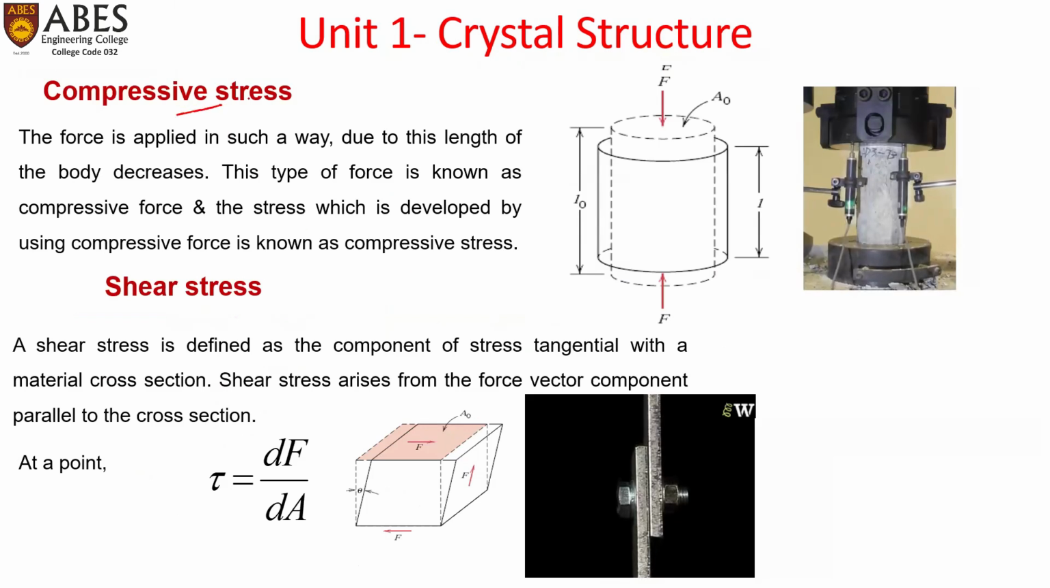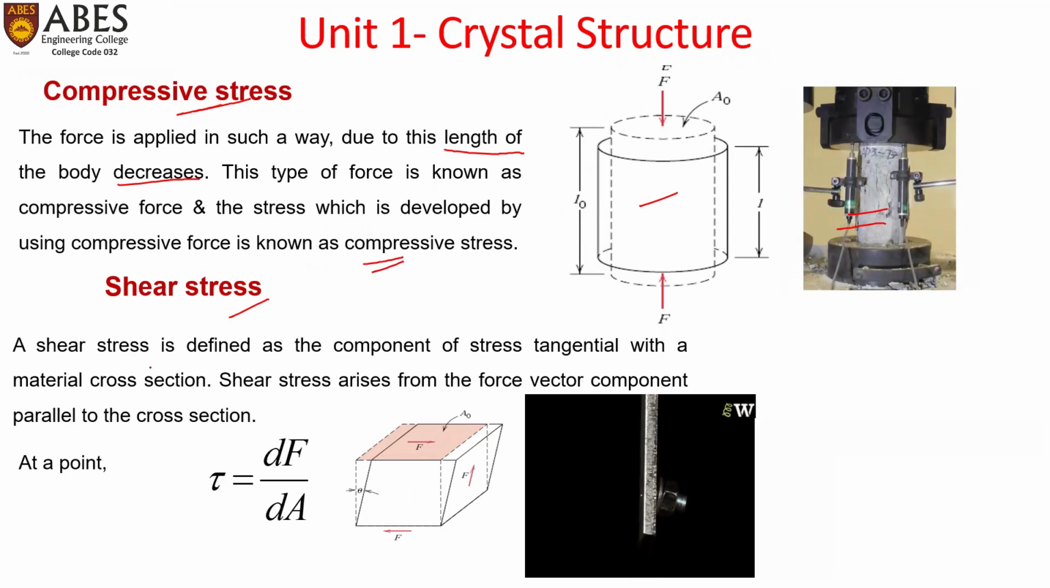Similarly, compressive stress: the force is applied in such a way that due to this the length of the body decreases. This type of force is known as compressive force, and the stress which is developed by using compressive force is known as compressive stress. Here we can see compressive stress. When we apply compressive force, this brick will go down due to compression. This is the loading condition for compressive stress.